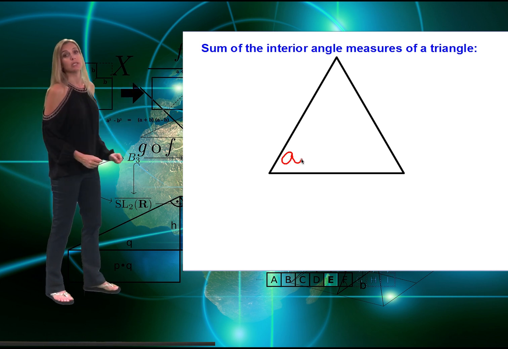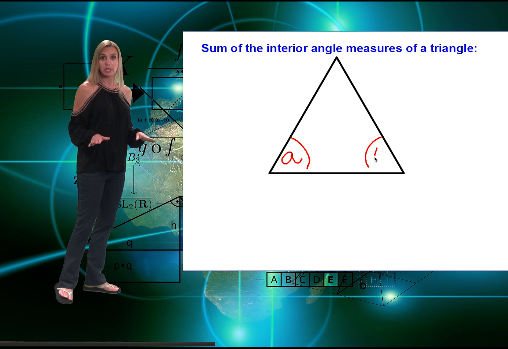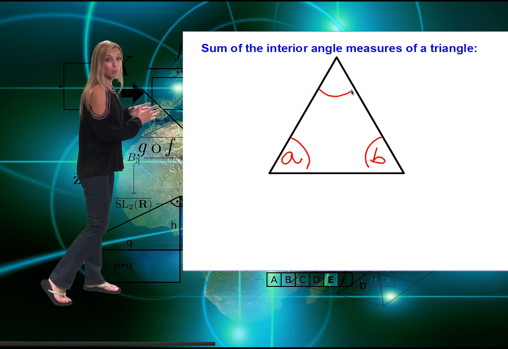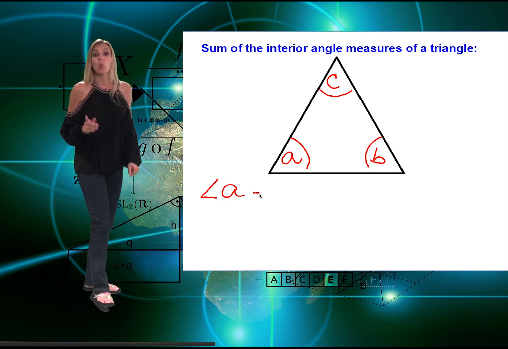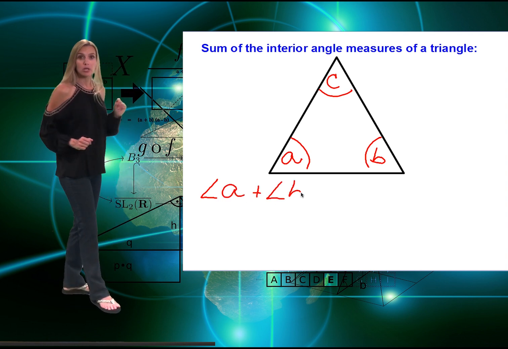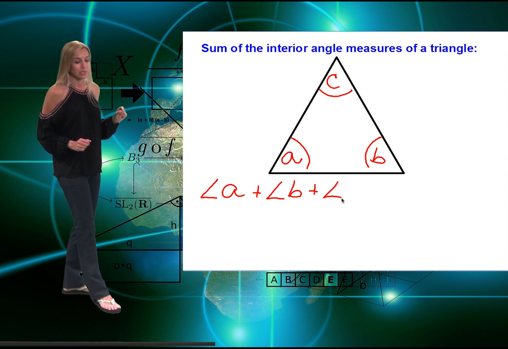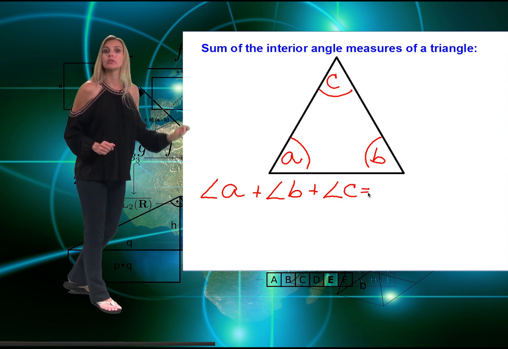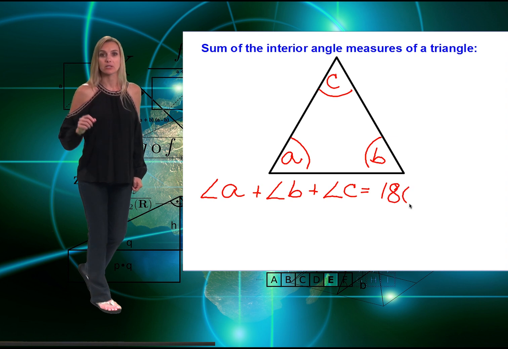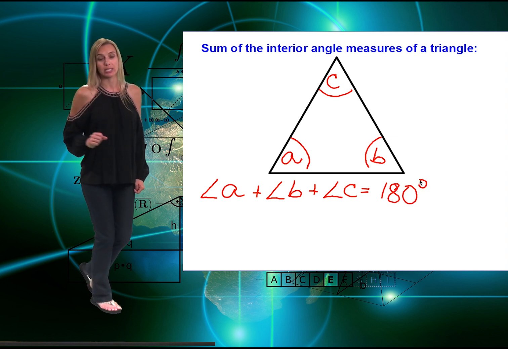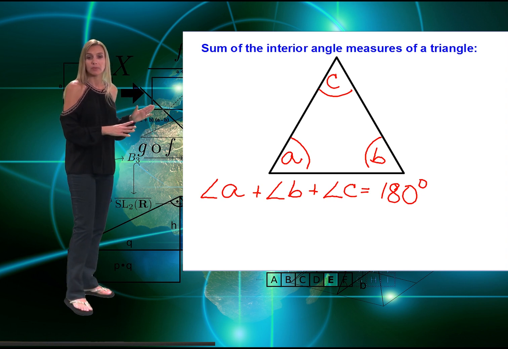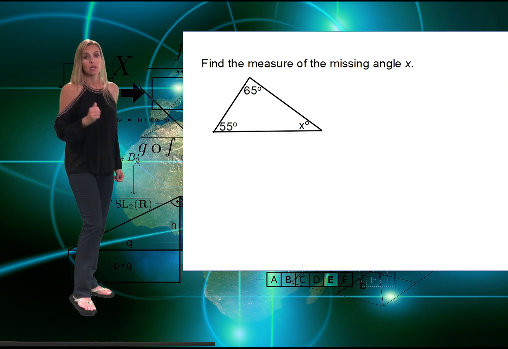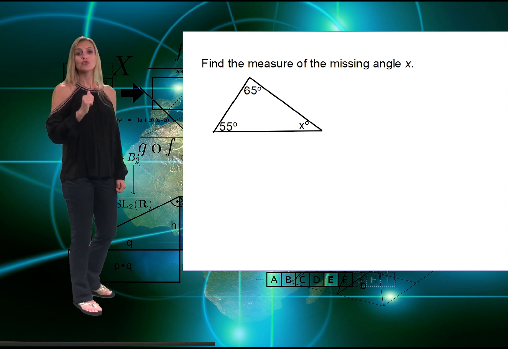And what we know is that for a triangle, just like a straight line, the sum of all the angle measures is going to be equal to 180 degrees. So if I add them all up, I should get 180 degrees, no matter what kind of triangle that is. So let's look at this triangle in here. And the question says, find the measure of the missing angle X.